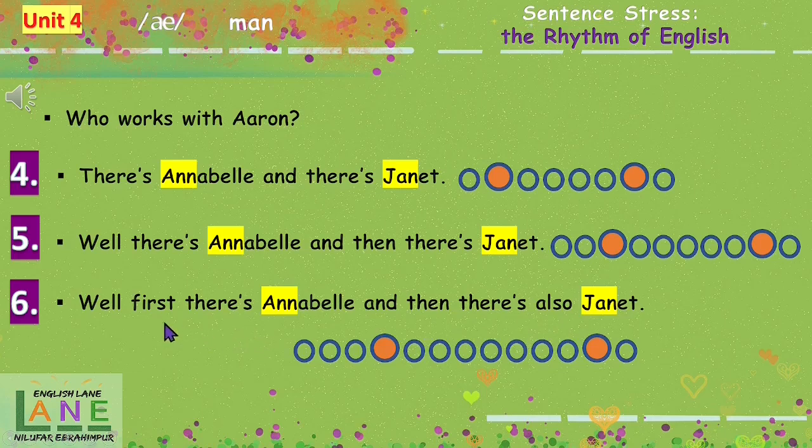Okay, I'm ready to say this, focusing on unstressed syllables. Well, first there's Annabelle and then there's also Janet. Well, first is Annabelle and then there's also Janet. Well, first is Annabelle and then there's also Janet.